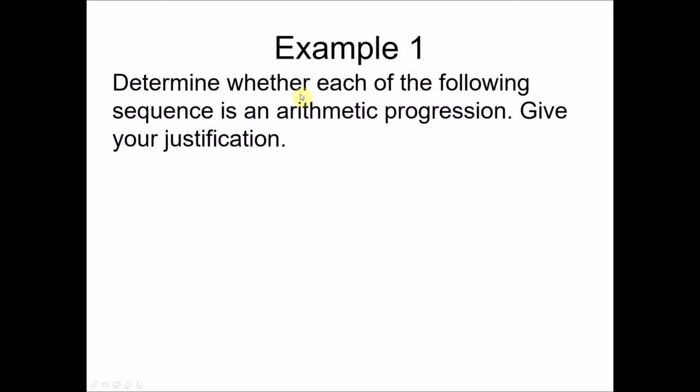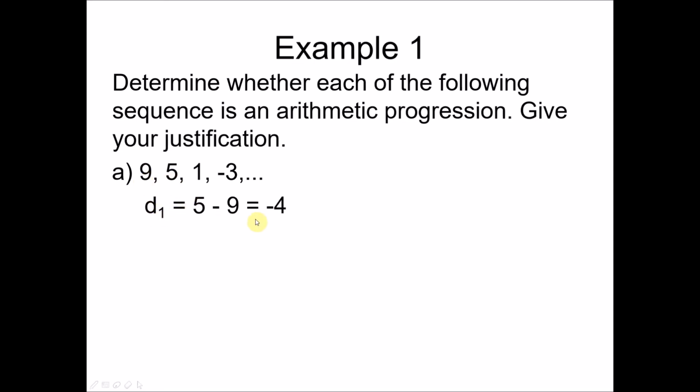Example 1. Determine whether each of the following sequences is an arithmetic progression. Give your justification, meaning give your reasons. First, the given sequence is 9, 5, 1, -3. We want to determine whether this given sequence is an arithmetic progression or not. Hence, we try to find the common difference. We take 5 minus 9, the second term minus the first term, to get the first difference, which is D1.